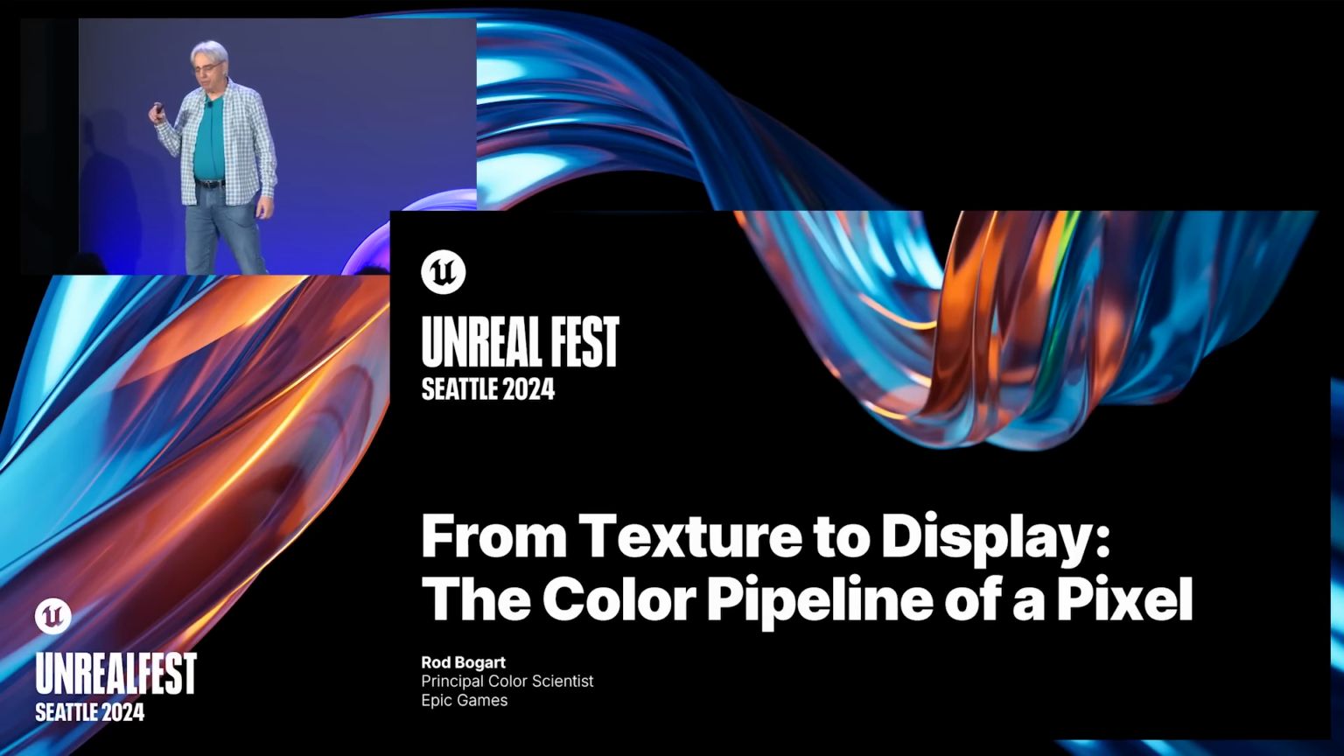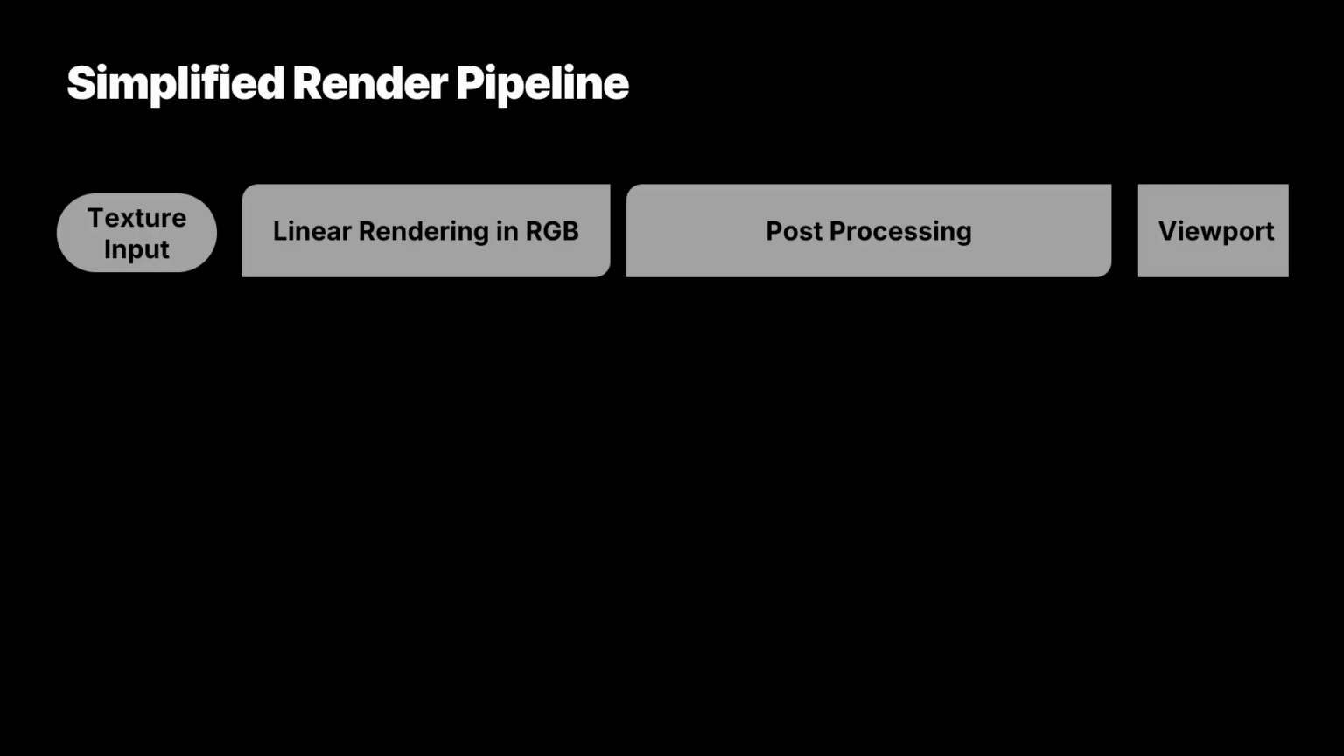Now, I often hear from people that they know enough about color pipelines to be dangerous. Our goal today is to make you safe. So we're going to talk about color pipelines and the specific color transformations that happen in the engine and during rendering. To do that, we're going to imagine a simplified render pipeline. In this, we have texture input, we have our linear rendering that happens in RGB, then we have post-processing, and at the end, we display our pixels on the viewport, or possibly save them to a file.